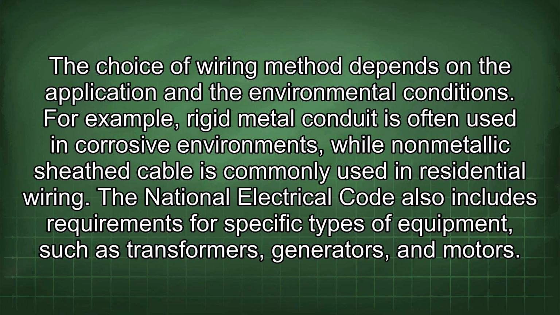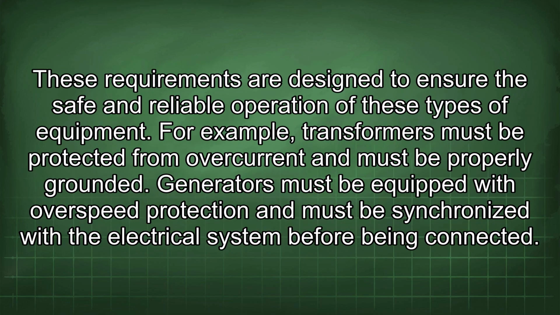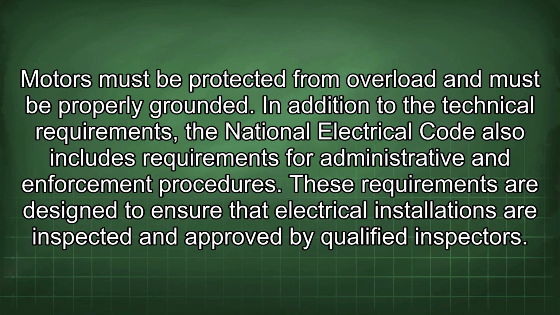The National Electrical Code also includes requirements for specific types of equipment, such as transformers, generators, and motors. These requirements are designed to ensure the safe and reliable operation of these types of equipment. For example, transformers must be protected from overcurrent and must be properly grounded. Generators must be equipped with overspeed protection and must be synchronized with the electrical system before being connected. Motors must be protected from overload and must be properly grounded.